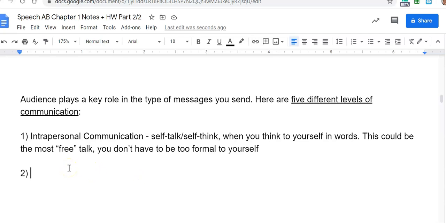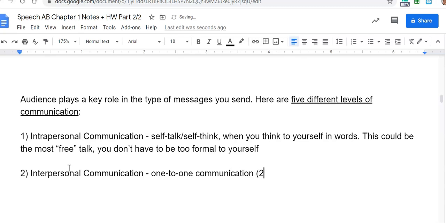Next one up is going to be interpersonal communication. Interpersonal means between people. So this is going to be one-to-one communication. There are going to be 2 people only, so one is going to be the sender and the other is going to be the receiver.